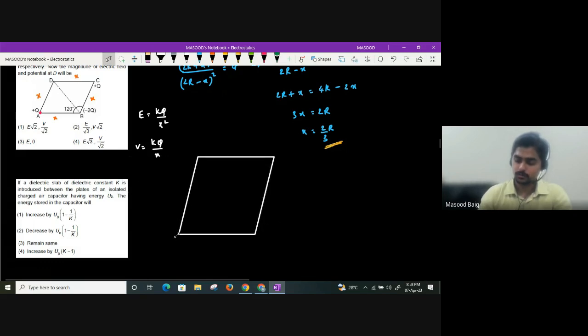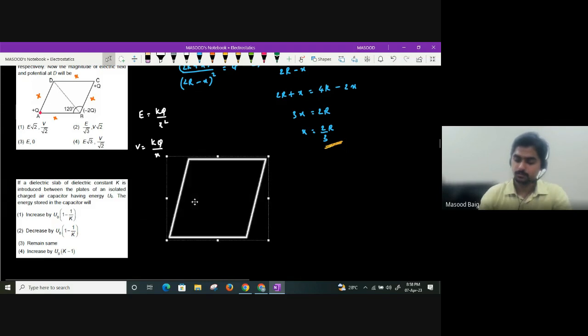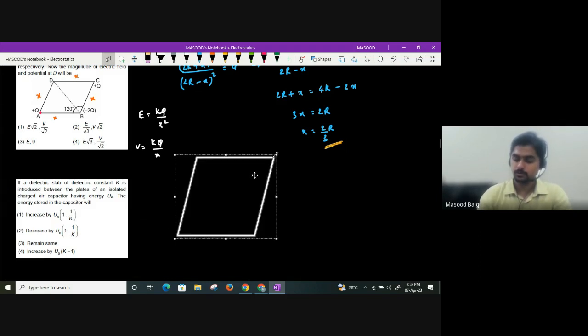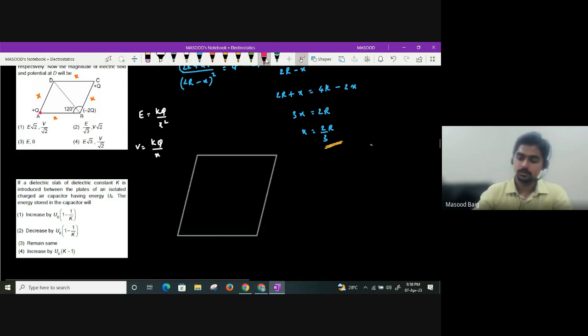We have a rhombus, something in this manner we can take. We have a rhombus something like this. Right. So here we have charge Q. Here we have charge -2Q. Here we have charge Q. Now I want to find the effect due to these charges. So I'll take this as X, X, X and X. Now I want to find what would be the electric field at point D, guys.